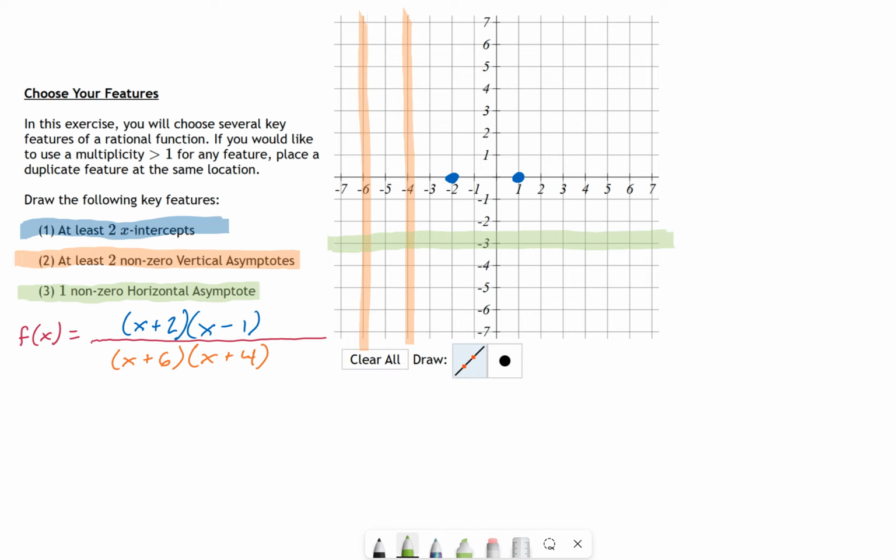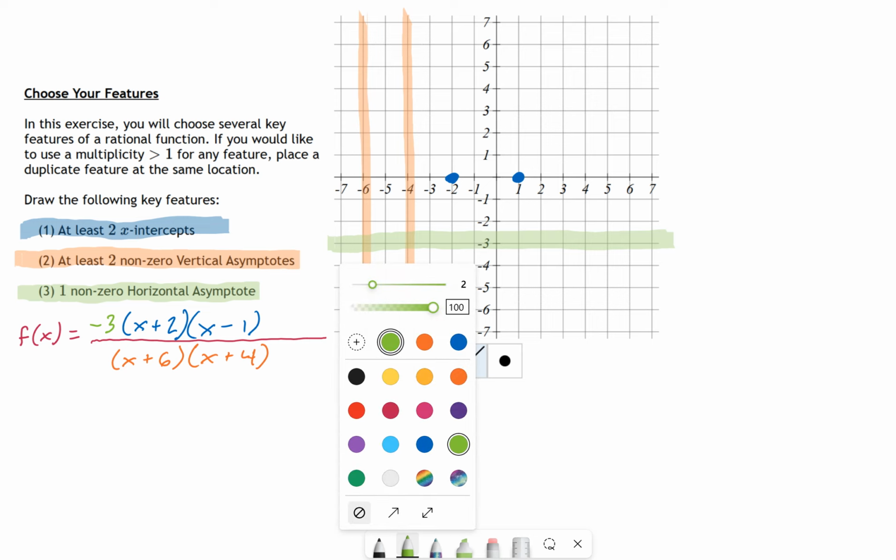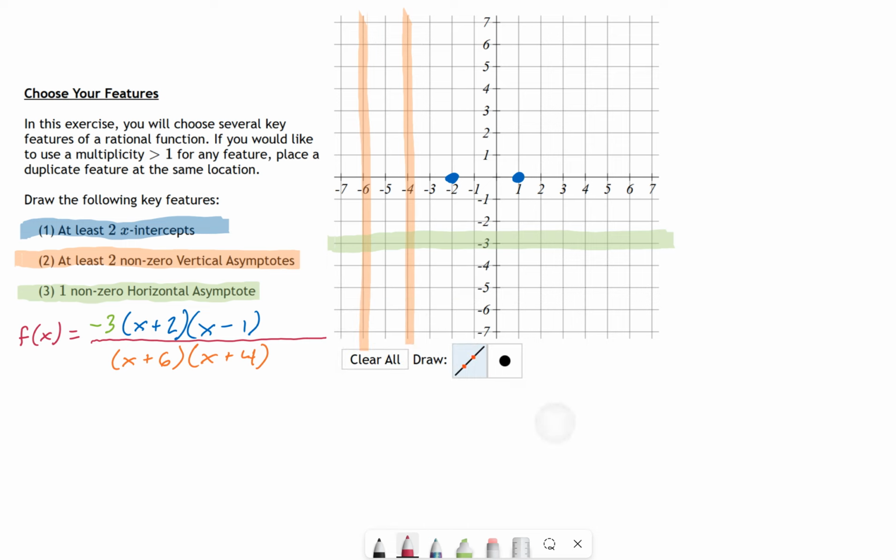And watch this. When you have a non-zero horizontal asymptote, it just appears in the equation just like that. It's the easiest thing ever. When the horizontal asymptote is at 0, that's a little harder because you can't just stick 0 in your equation. That makes it all disappear. But when the horizontal asymptote is at -3, then you just stick that -3 out in front. Now the next question is, well, where's my y-intercept?